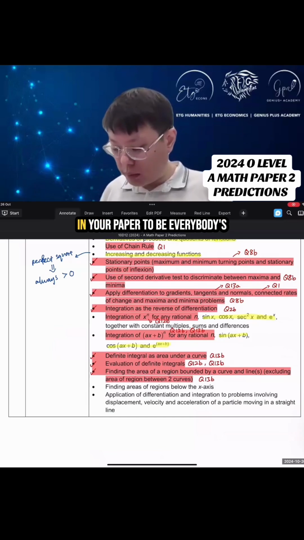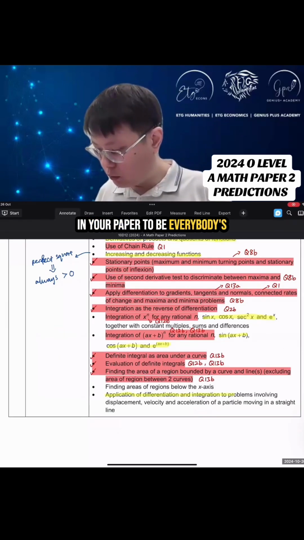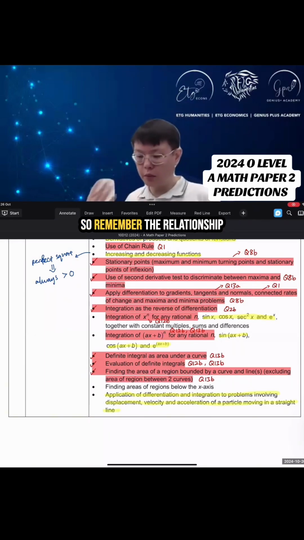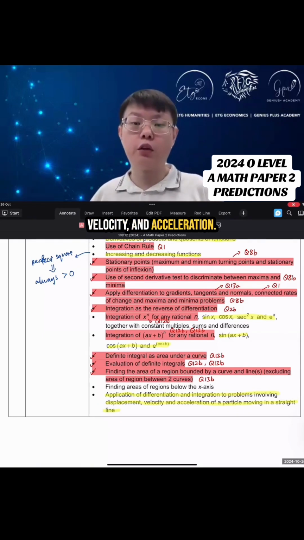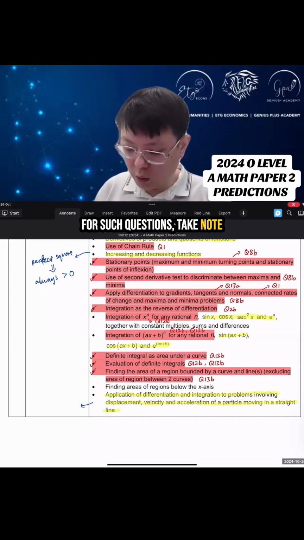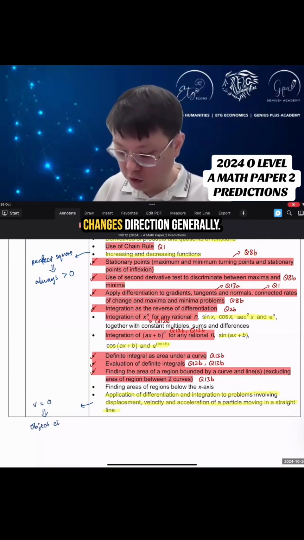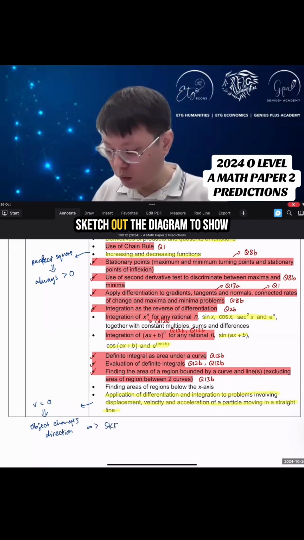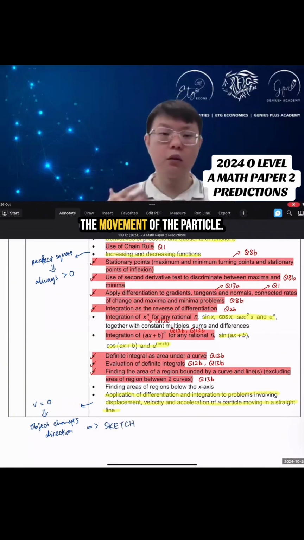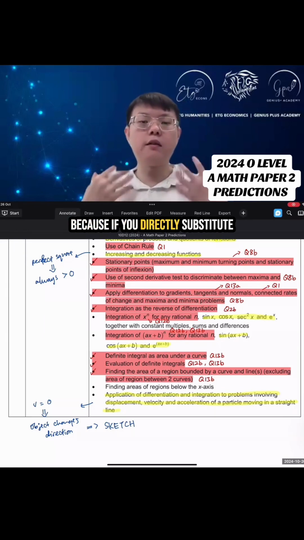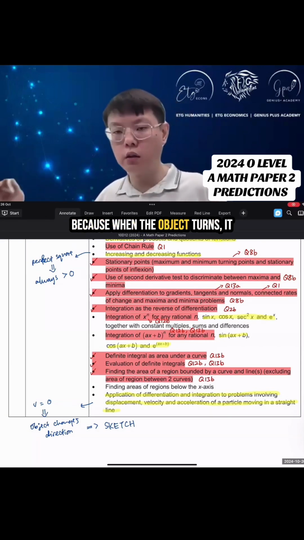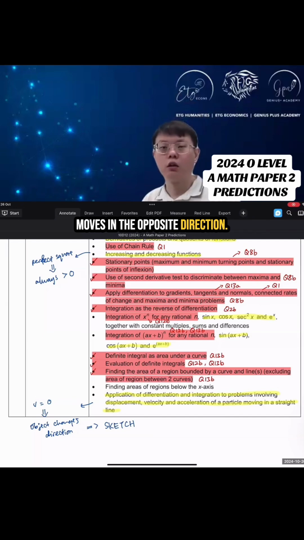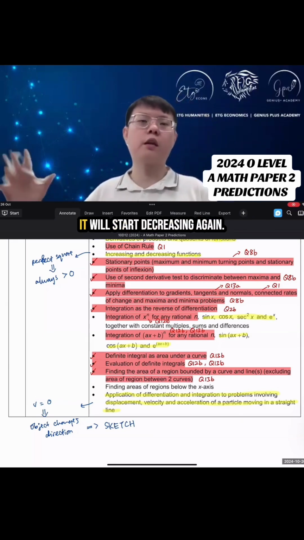I will expect the last question in your paper to be everybody's favorite, involving kinematics. So remember the relationship between displacement, velocity, and acceleration. For such questions, take note that when v equals 0, the object changes direction generally. Please make sure you sketch out the diagram to show the movement of the particle. Because if you directly substitute into your equation, you are not going to get the correct answer, because when the object turns, it moves in the opposite direction. Your displacement was increasing and then suddenly it will start decreasing again.